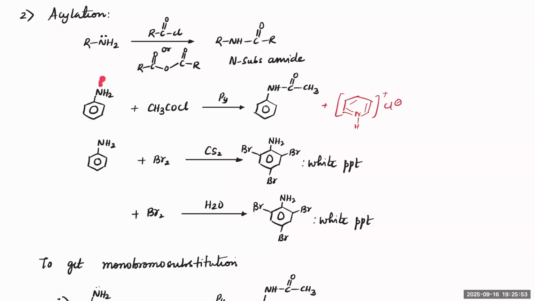See, aniline, when you react with acid chloride in the presence of pyridine, this pyridine will take away this chlorine along with it. So it will become pyridinium chloride. And this CH3C double bond O will get attached to this nitrogen, thus giving an amide form. Clear? Yes, sir.